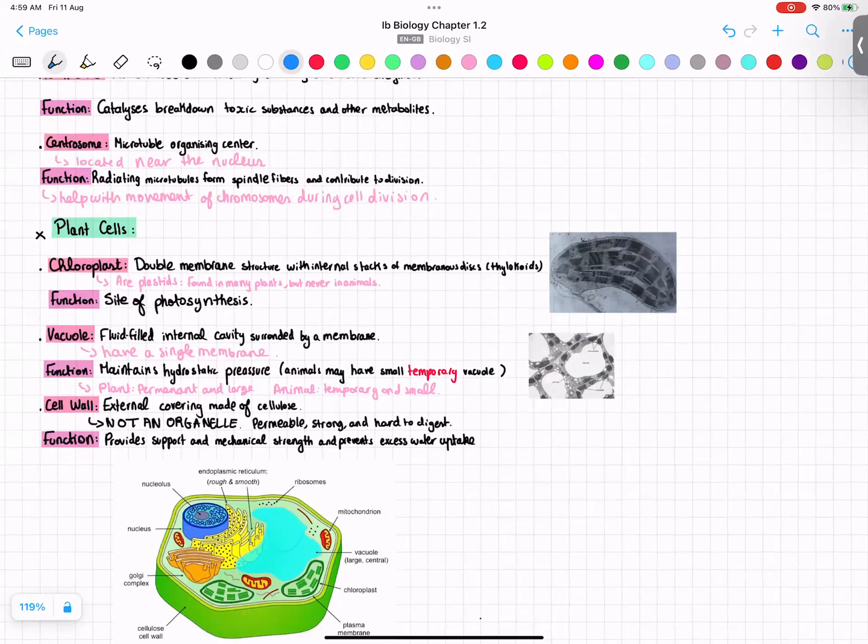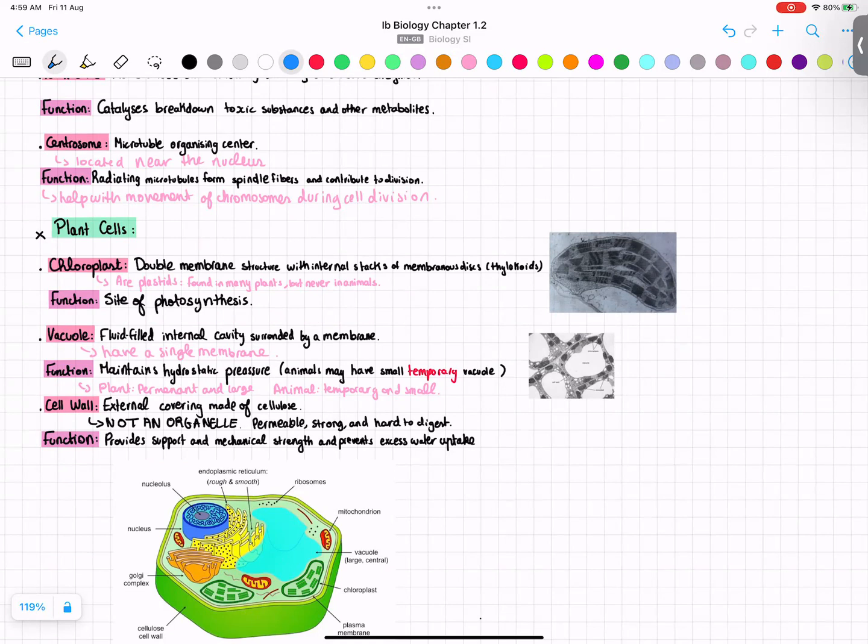Now the vacuole. So basically, it's a fluid-filled internal cavity surrounded by a membrane, and it has a single membrane. So keep that in mind. It's very important. Now the function of a vacuole: it maintains hydrostatic pressure. What hydrostatic pressure means is that it keeps all of the water inside of the cell in order for it not to burst.